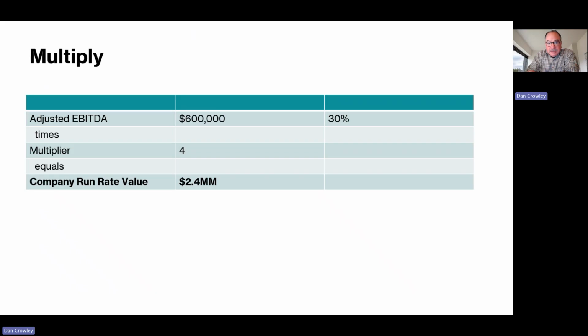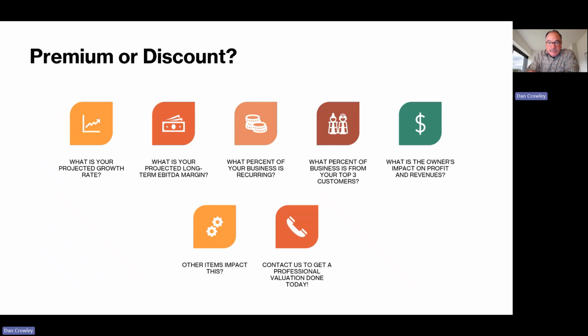However, there are other considerations, premiums or discounts. Is my company really only worth 2.4 million, or is it worth more than that? So these are some questions you need to look at and consider and ask yourself. And if you answer them in a positive way, you may have more of a higher value in your company. If you answer them in a negative way, you may have to put a discount on the value of your company.